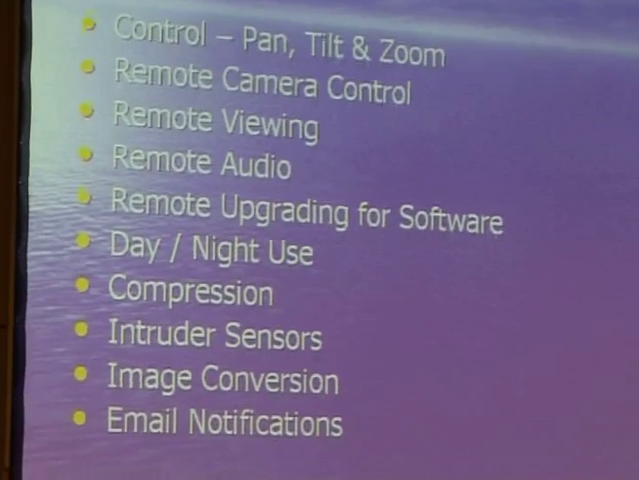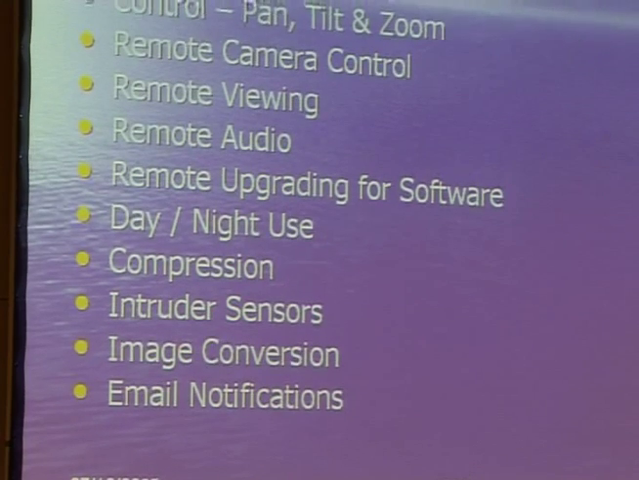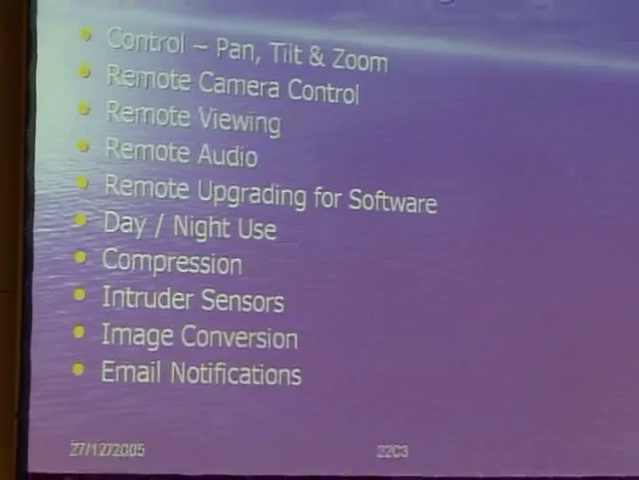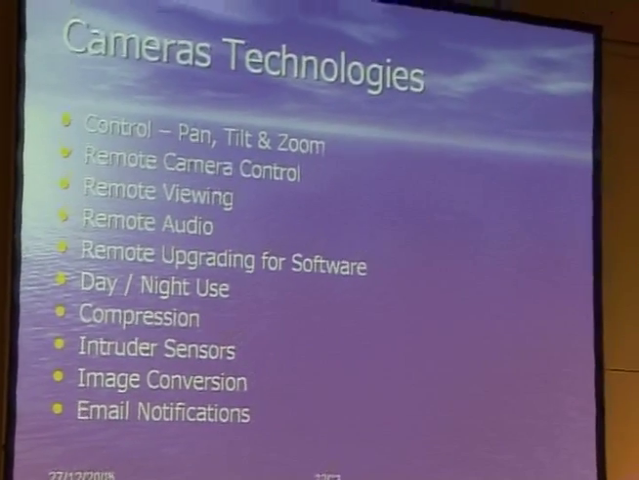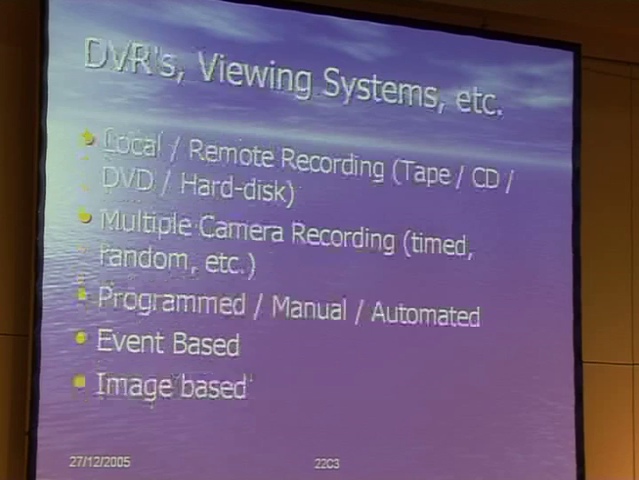Compression, intruder sensors, image conversion, email notifications. All these things are not the things that were in the first few cameras that came around, but that's what you're going to find on all the websites now. For all the cameras that are available, these are the sorts of options.